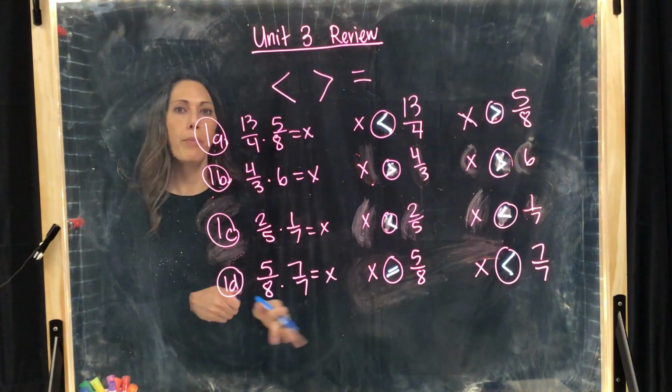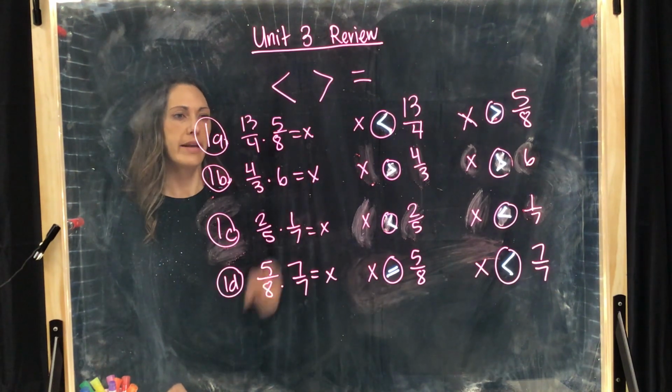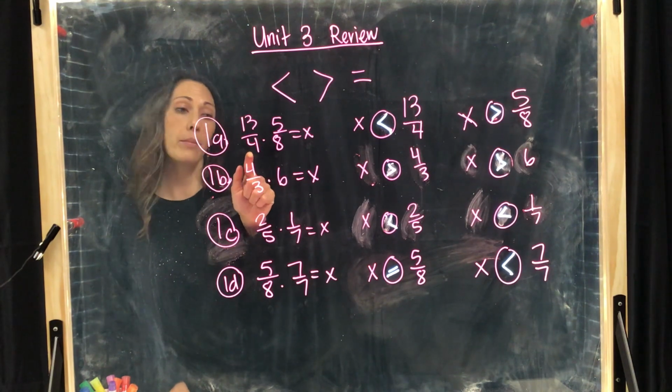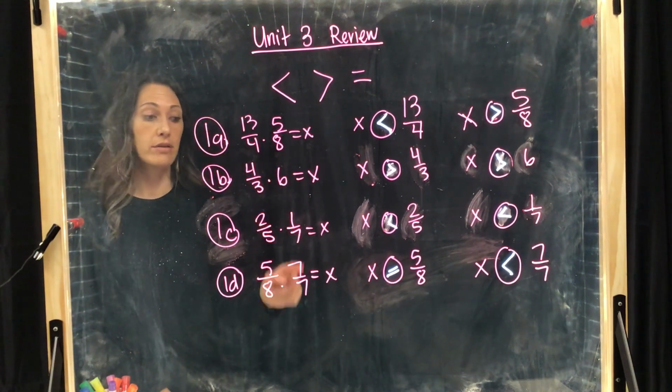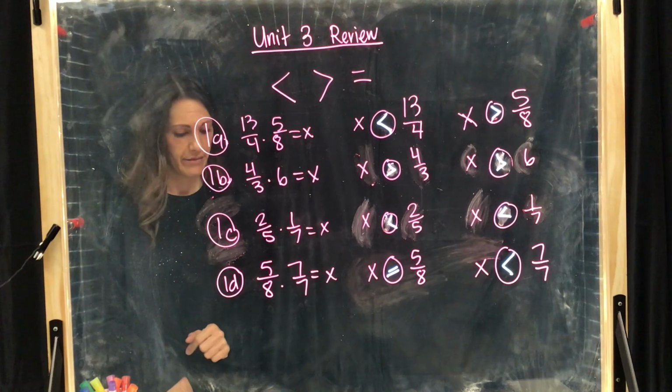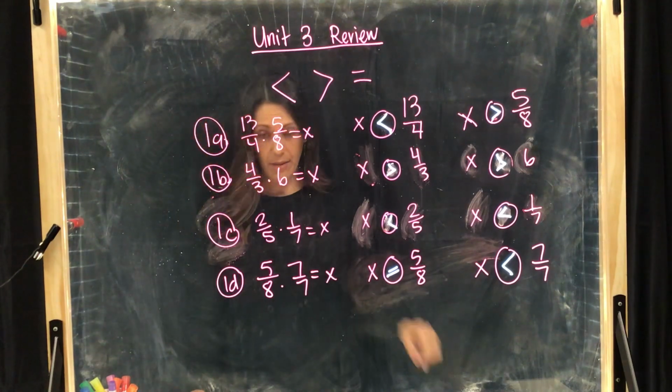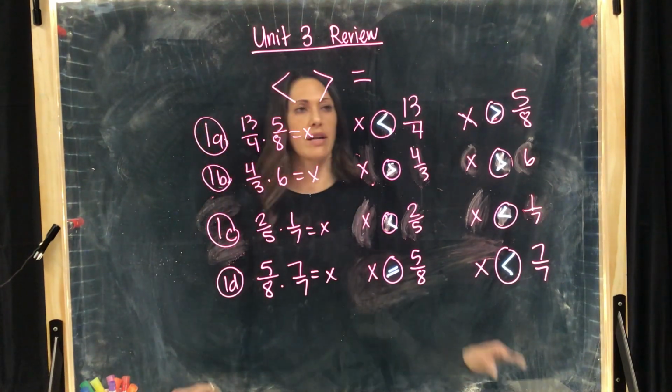So you can do this whole page without actually multiplying. Just thinking about which one is a whole number and which one is a fraction, or which one is equal to 1, okay? Let's take a look at number 3. We're going to skip number 2. Let's take a look at number 3.